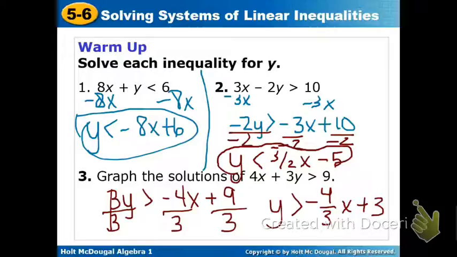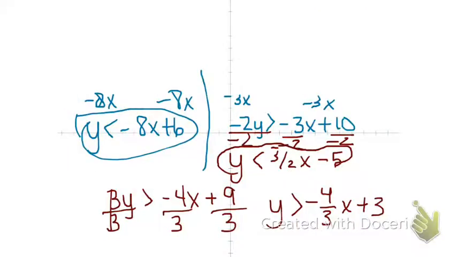Alrighty, so now we got to graph it. So what I'm going to do is pull up some grid paper here. Okay, so I've got some graph paper up here for you. So now we're ready to graph. Remember that that was y is greater than negative 4/3 x plus 3.